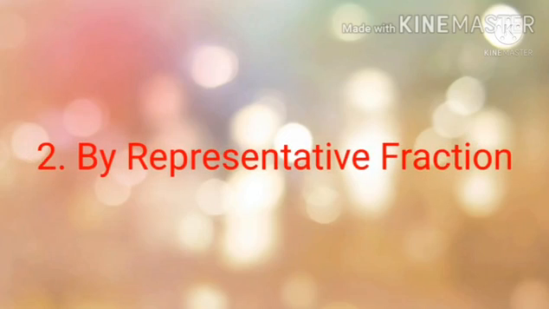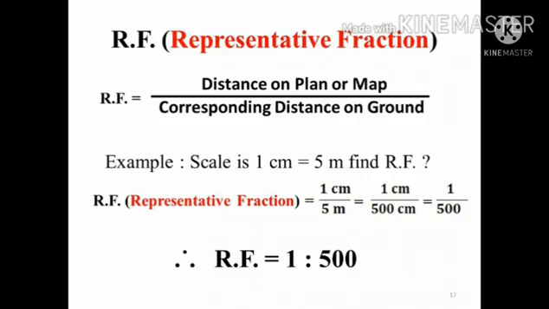Now the next one is by representative fraction. In this, the scale is given as a fraction. For example, 1 centimeter upon 5 meter equals 1 centimeter upon 500 centimeter. This means that 1 centimeter on the map represents 500 centimeter on the ground.